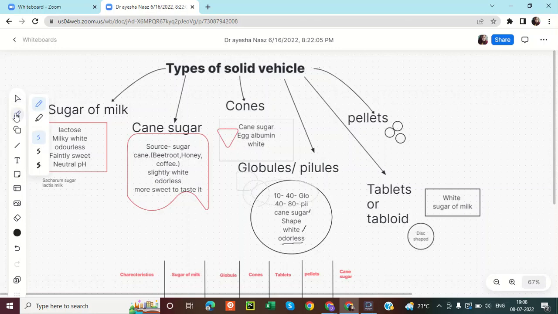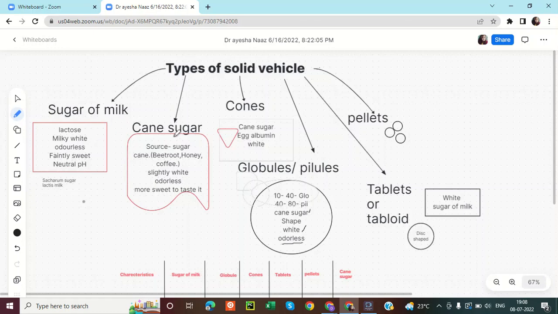As you can see here, the first one is sugar of milk. Sugar of milk is also known as saccharum lactis. Why is it known as saccharum lactis? It is known as saccharum lactis because it is derived from a Latin word. Saccharum means sugar and lactis means milk. That's why it is known as sugar of milk.